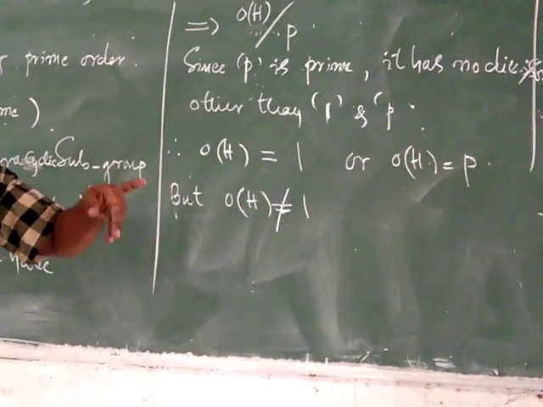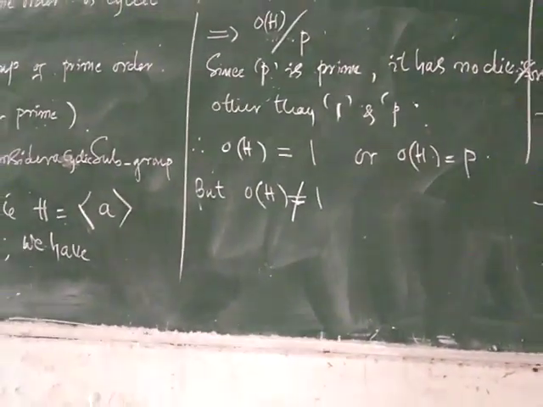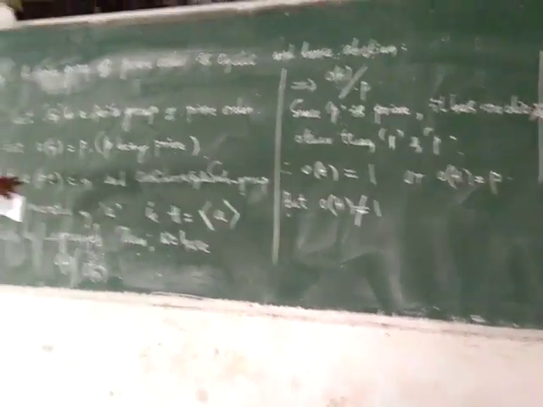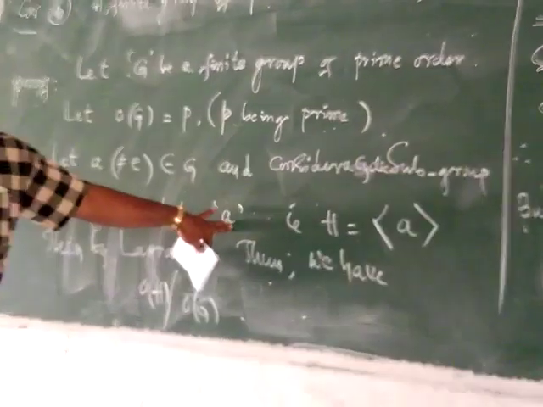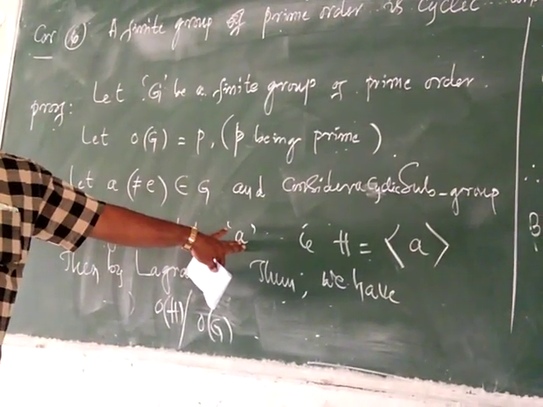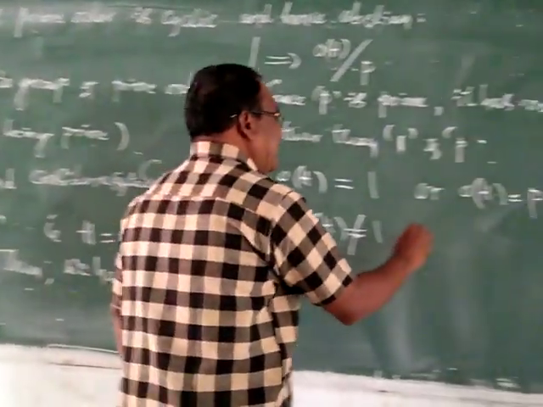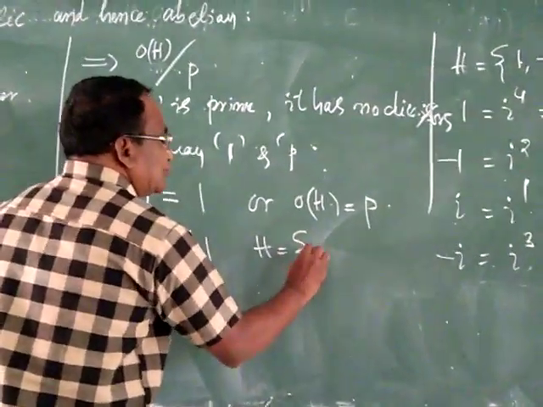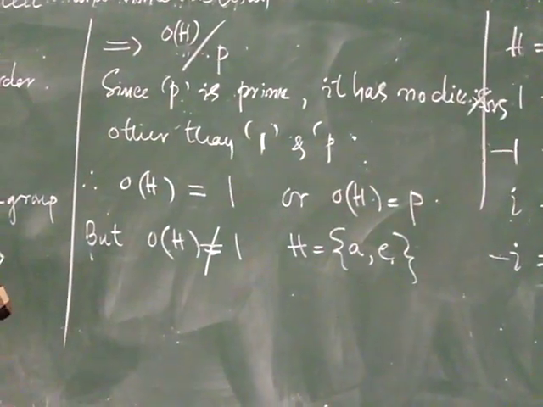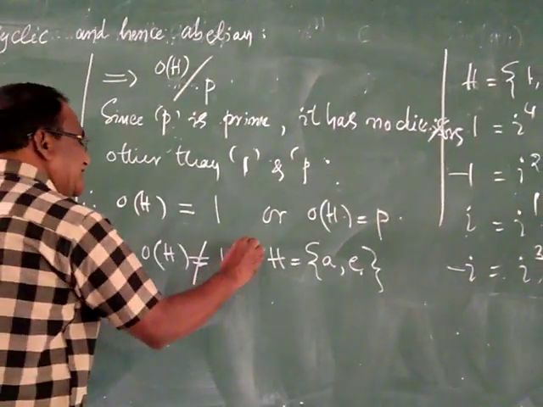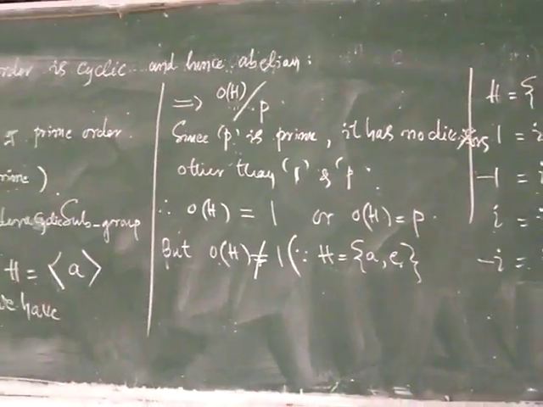But I will tell you here, the order of H is not equal to 1. Order means the number of elements. Here A belongs to G, and H is the cyclic group generated by A. A cyclic group must contain an identity element, so definitely H contains at least two elements: one is A and another one is E. Therefore, its order cannot be equal to 1.